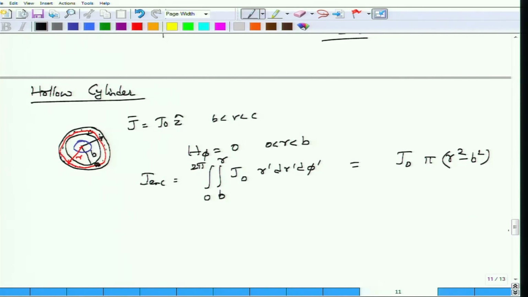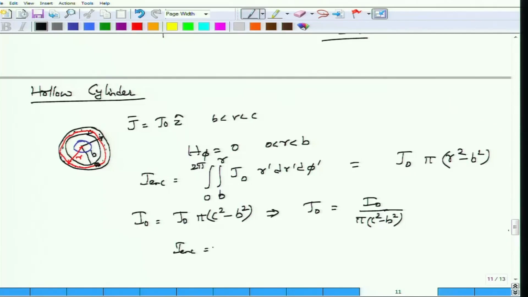What would be the total current coming out of this surface? The total current is from when r is equal to c, so the total current I0 is equal to J0 times pi into c squared minus b squared, which implies that I can replace J0 as I0 by pi into c squared minus b squared. So I can write the enclosed current as I0 times pi into r squared minus b squared divided by pi into c squared minus b squared. So pi cancels from numerator and denominator. The current enclosed is this one.